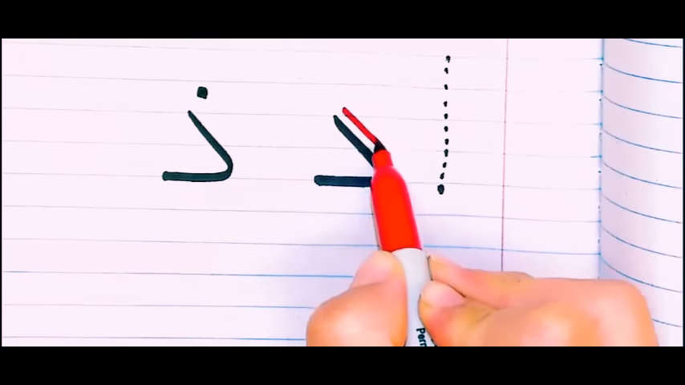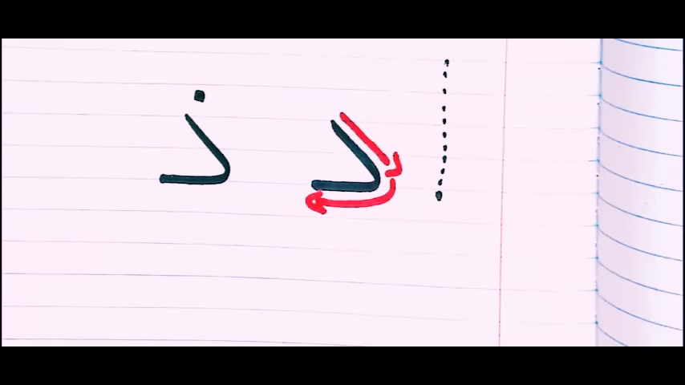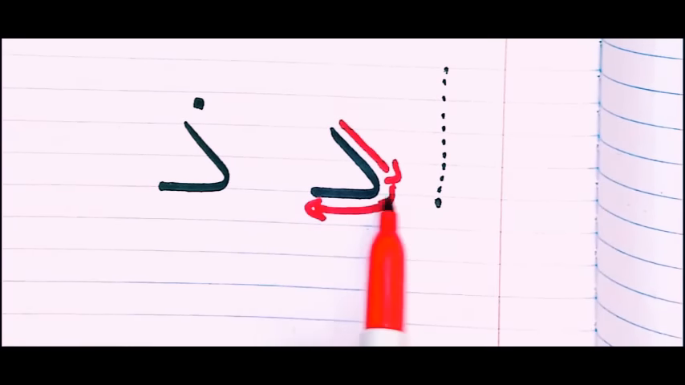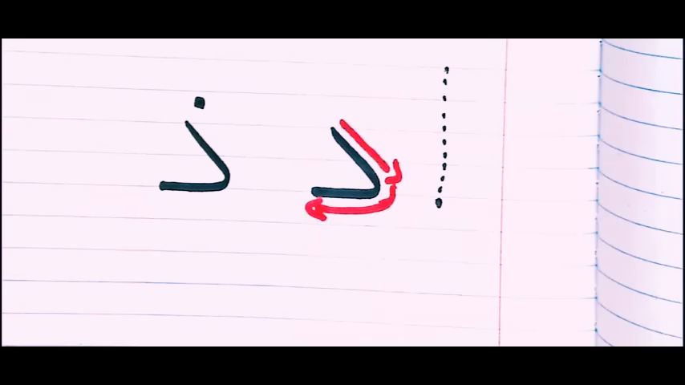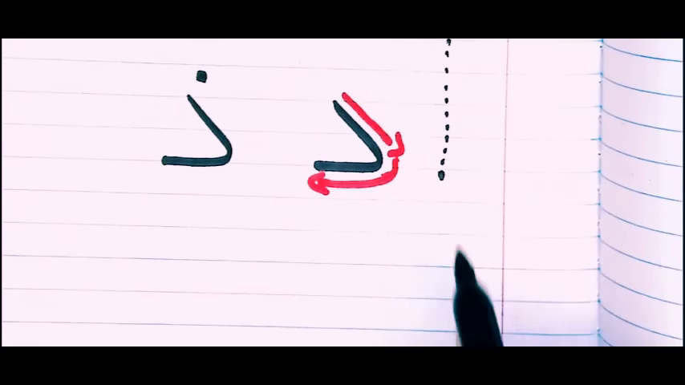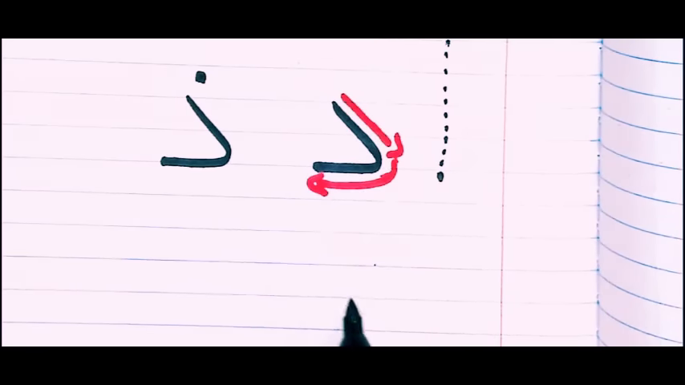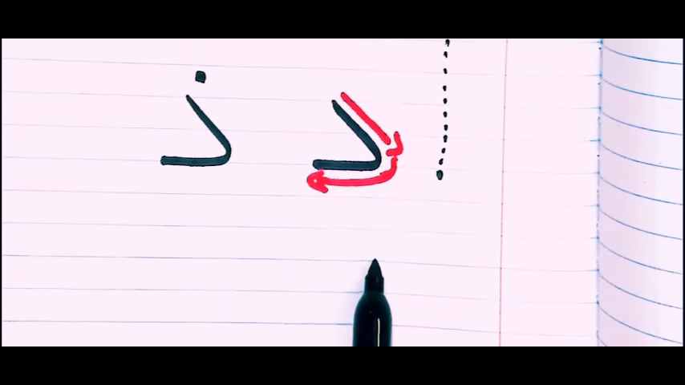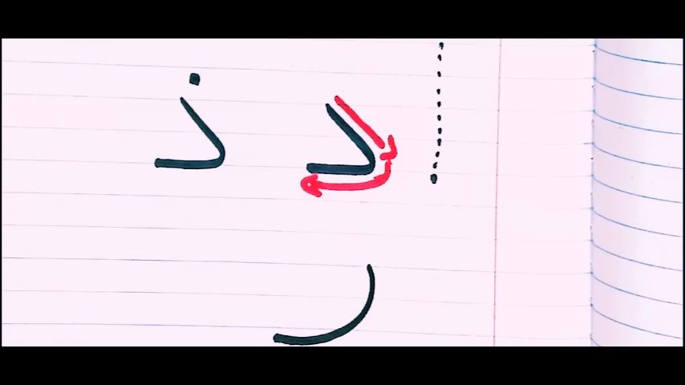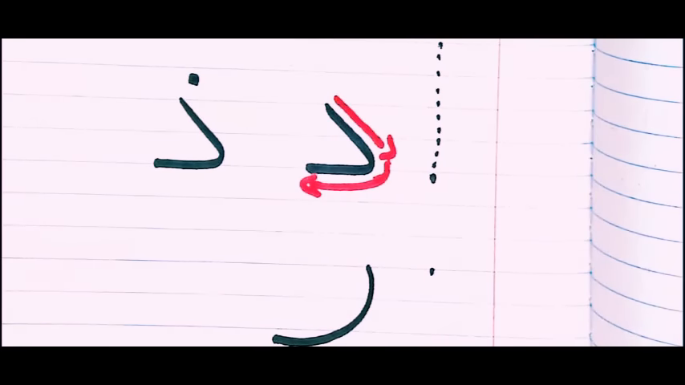So you start from here, and then you curve it here, and it's the same shape as that. Start and go back on the line, and it has to be right on the line. Okay, and I'm going to do ra, and this is where I'm going to start. The ra goes down the line, so you always have to remember that, and make sure you don't confuse it with the dal when you write it. The dal goes here on the line. The ra goes down the line. Ra, ra. See where alif goes up? This goes down.